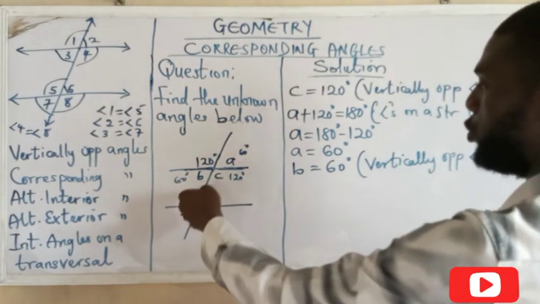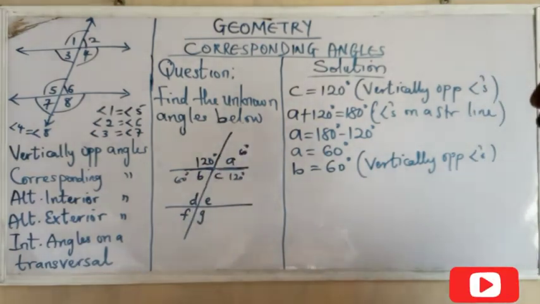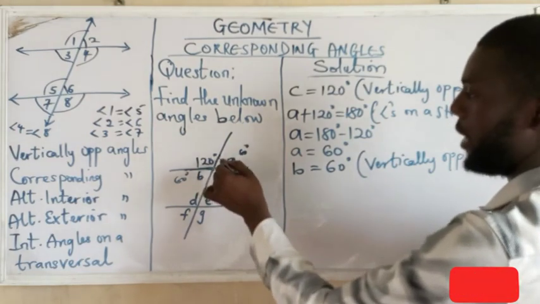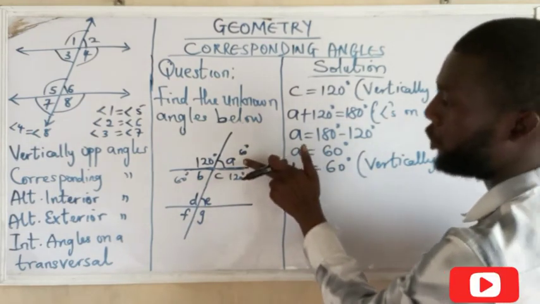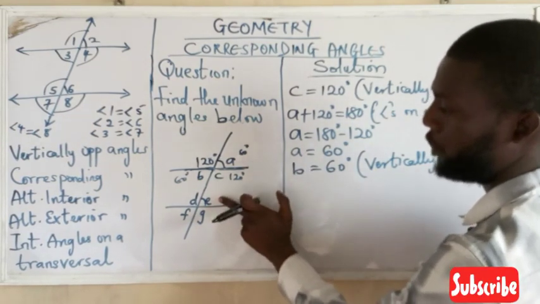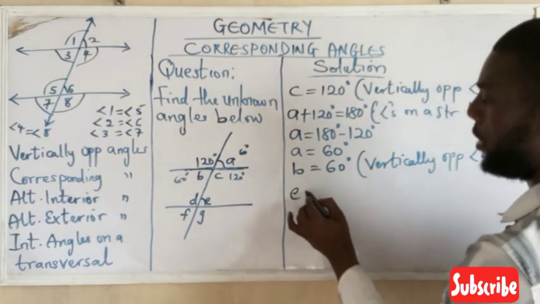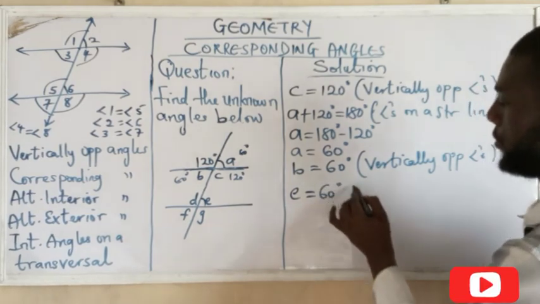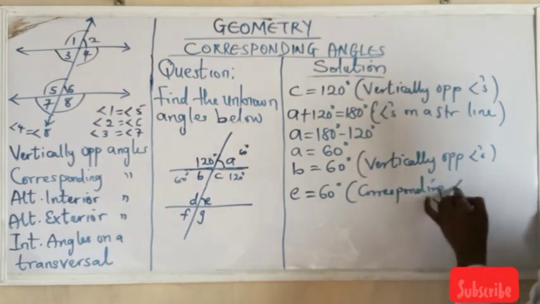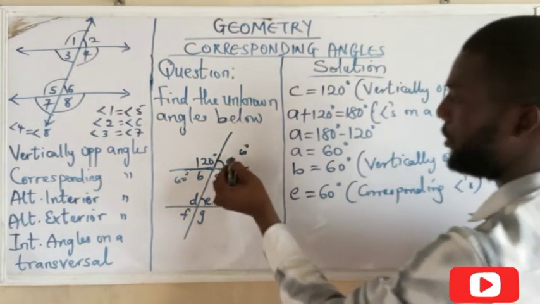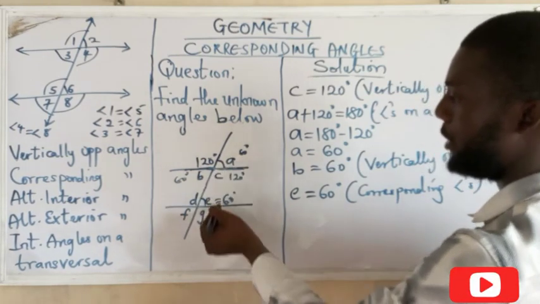Now what we need to do is to find angle D, E, F, and G. So how do we do that? Very simple. Now I've found the angles here. So I can start by using the corresponding angles. I know that this position of A is exactly the same position as E. So I will say E equals 60 degrees. Reason, corresponding angles. So since A and E are on the same position, they are corresponding.